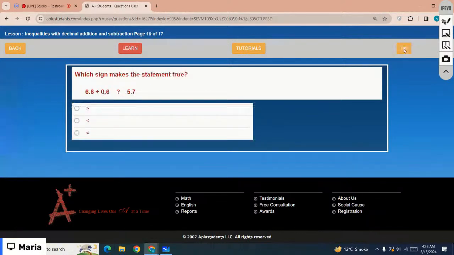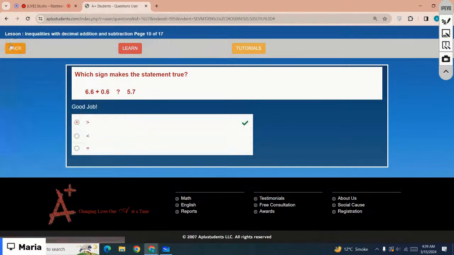Okay, 6.6 plus 0.6, you have to compare it to 5.7. That is, 6.6 plus 0.6 is greater than 5.7, right? Okay, you can complete the lesson by yourself later today.